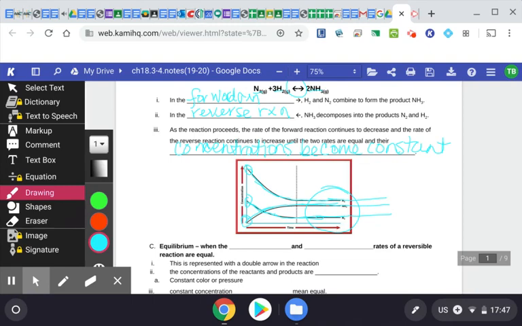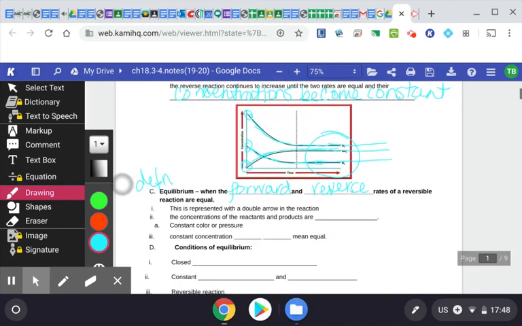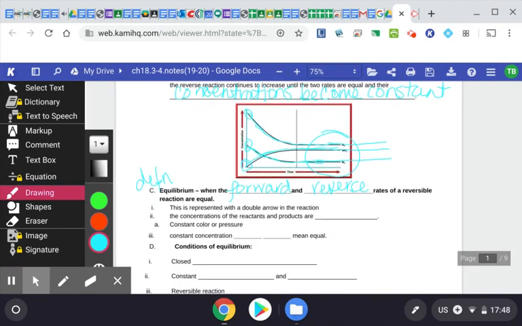So equilibrium occurs when the forward and reverse rates of a reversible reaction are equal. This is really your definition of equilibrium there. So this is represented with that double-sided arrow in the reaction. We saw that. You could either have it look like this, or sometimes you'll see a double-sided arrow look like that as well. The concentration of the reactants and the products are constant.